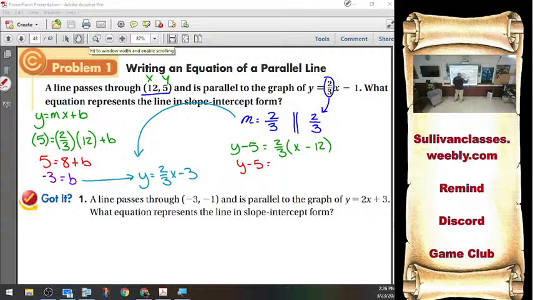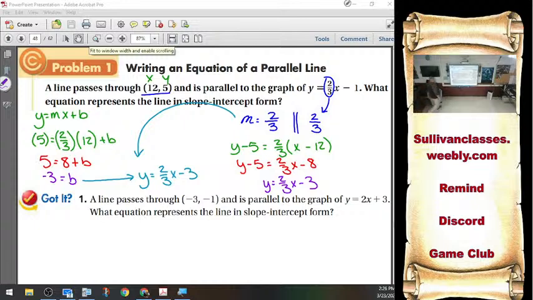I'll distribute. We said that was 8. Add 5 to the other side. Add 5, add 5. Look how much faster that is. Not only is it faster, but I didn't have to remember at the end of it to put the pieces together. It was already there.